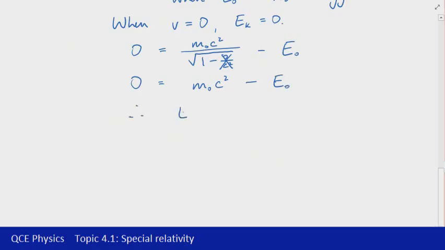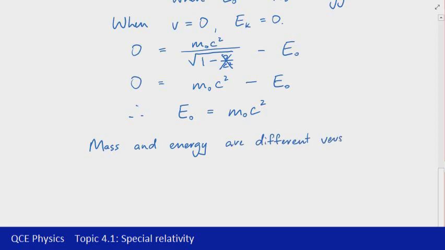So we then have this relationship that E naught, the rest energy, is equal to m naught c squared. You can see there that we've now arrived at the mass energy equivalence. The important thing to note about this equation is that usually you'd talk about mass being converted to energy, but a more appropriate way of thinking about it is that mass and energy are just different versions of the same thing. So it's not so much that mass gets converted to energy or energy gets converted to mass, it's more that they are just different expressions of the same quantity.